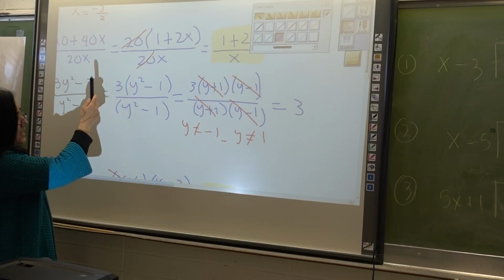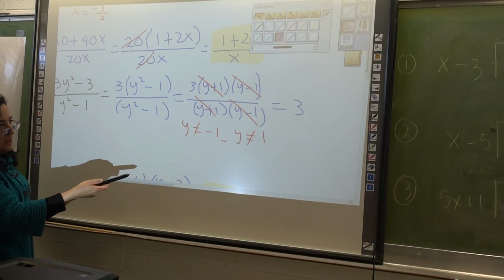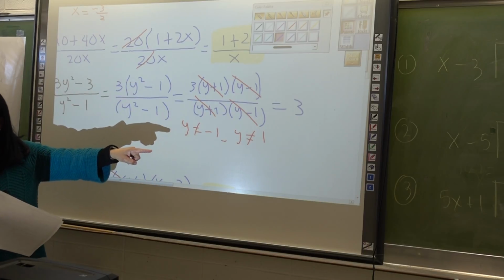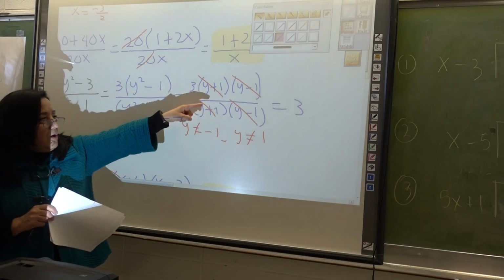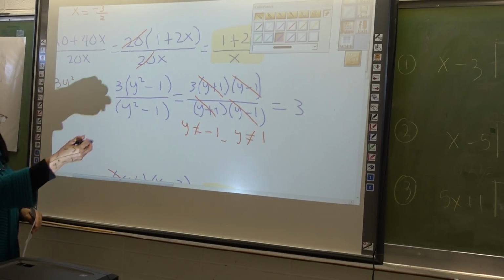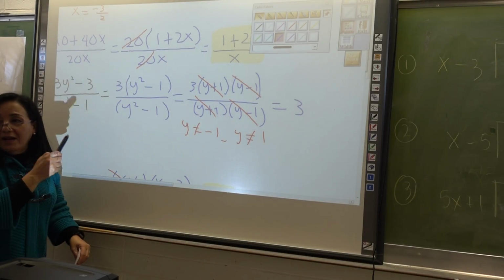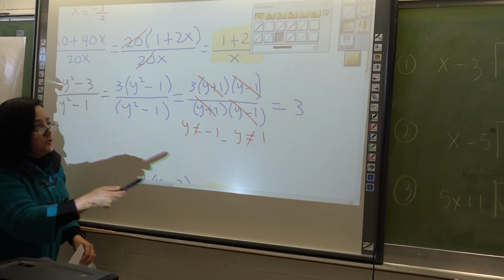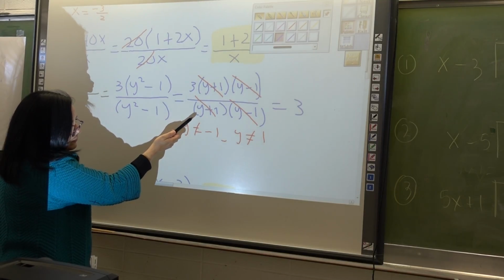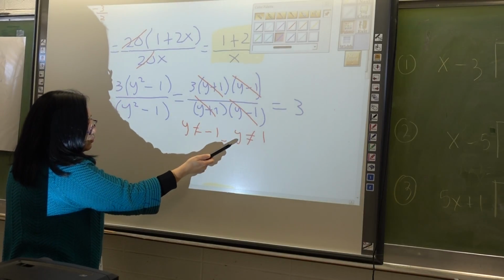Right away you can tell this is going to cancel this one. But if you keep working on it, keep factoring both parts. This is y plus 1, y minus 1, y plus 1, y minus 1. And it's easier that way to see when that becomes a zero. So it cancels this one and this one, y cannot be negative 1 right away. This one and this one, y cannot be 1.